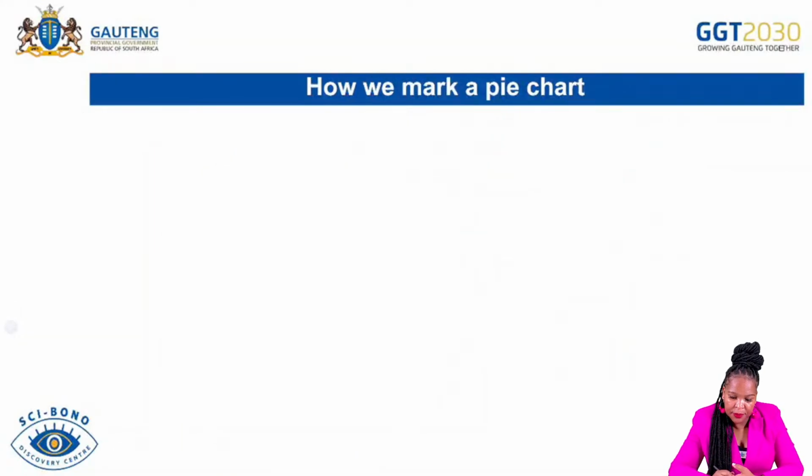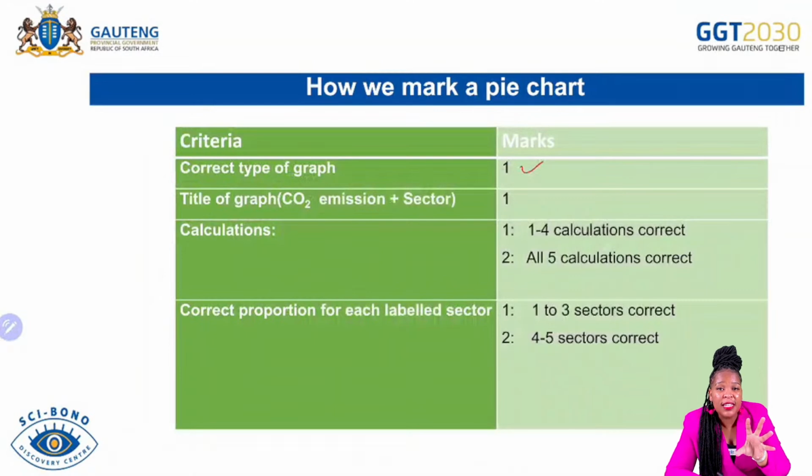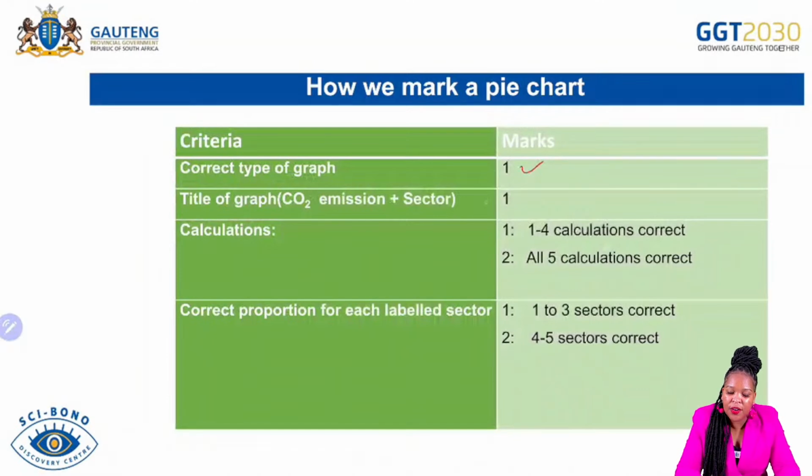So how do we make a pie chart, or how do we mark it? Firstly, we are going to mark the correct type of graph. So have you drawn something that looks like a pizza there with all the segments? And then the title of the graph. So it must have carbon emission and the sectors, and then also the area you can include, in a city in South Africa. Then you're going to get 1 mark for that.